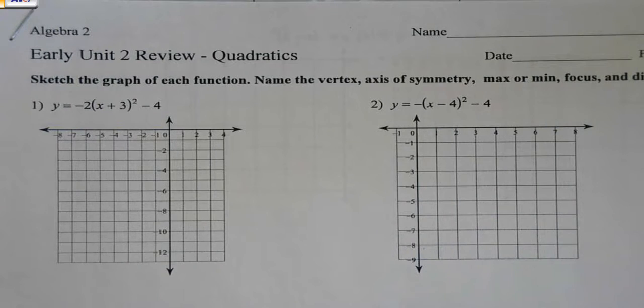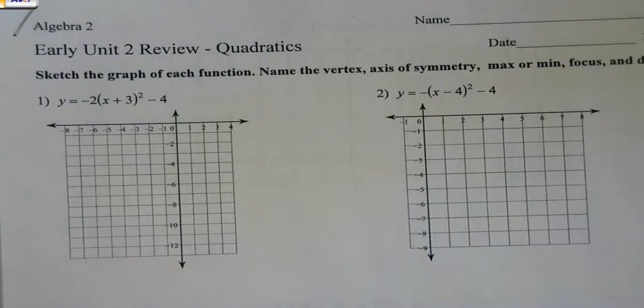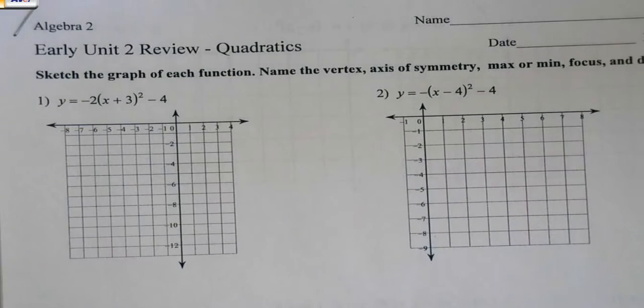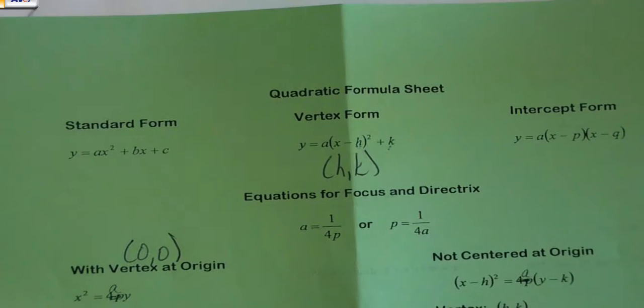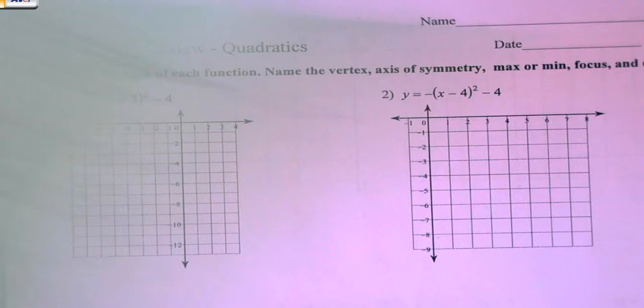Today we are taking a peek at everything we've done so far in Unit 2, which would cover Vertex Form, Standard Form, Focus and Directrix. Now again, keep your green sheet out and handy. If you need another one or never got one, look over in front of the folders.